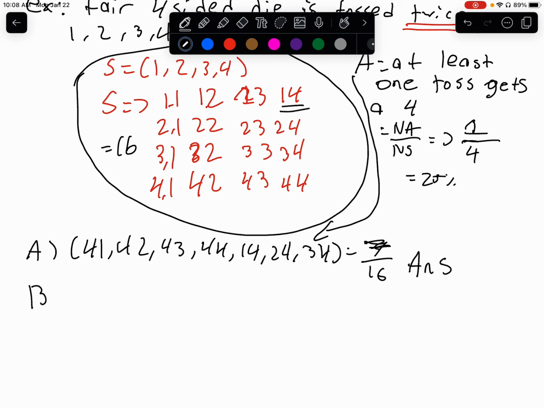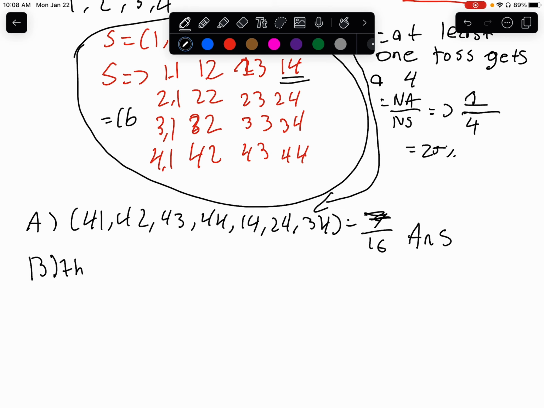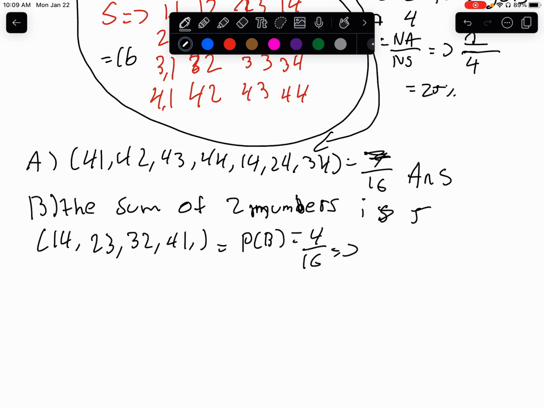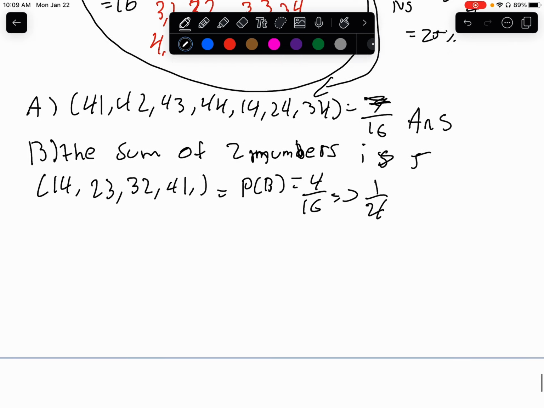All right, for B, we have the sum of the two numbers is 5. So the sum of these can get 5. So we have 1 plus 4 equals 5, 2 plus 3 equals 5, 3 plus 2 equals 5, 4 plus 1 equals 5. This can equal probability B, 4 out of 16, and then as we discussed before, 1 over 4.